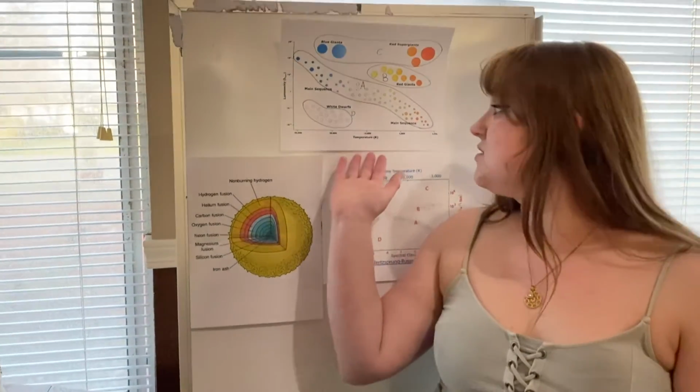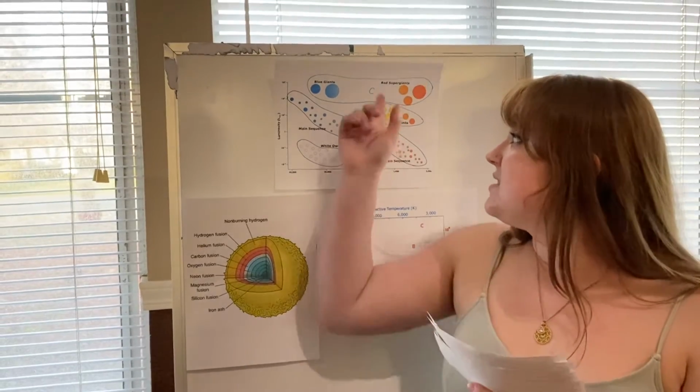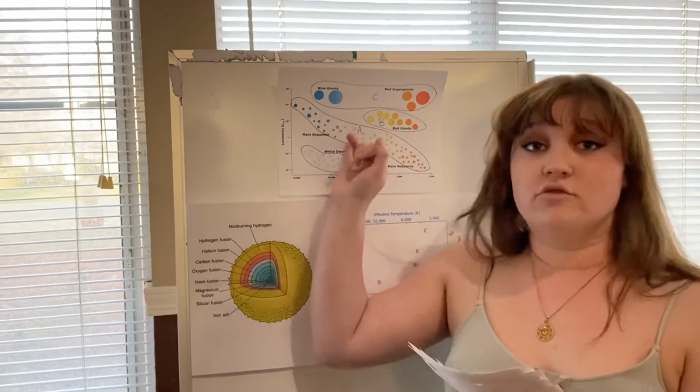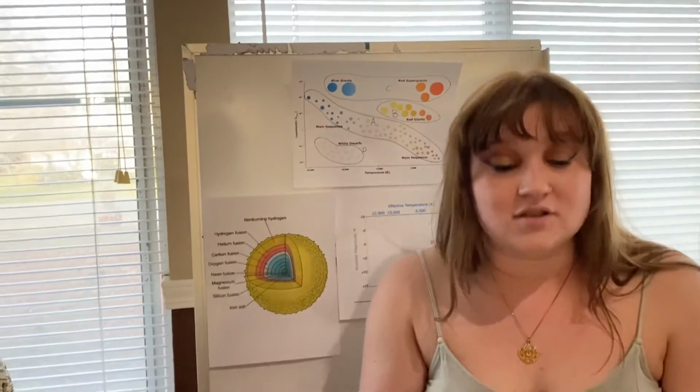This is a Hertzsprung-Russell, or HR diagram. As you can see, it's split up into 4 different groups, A, B, C, and D. First, we're going to talk about Group A. This is our main sequence. This is where most stars will live out their adult lives.